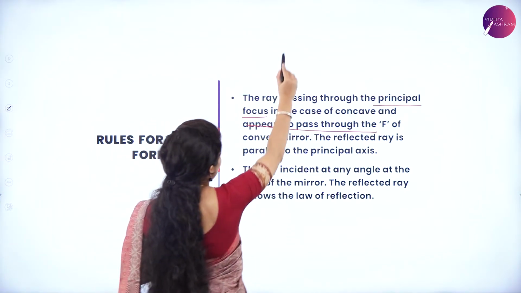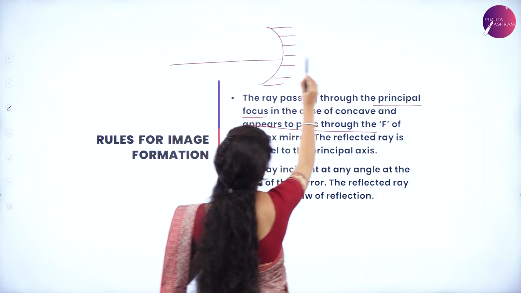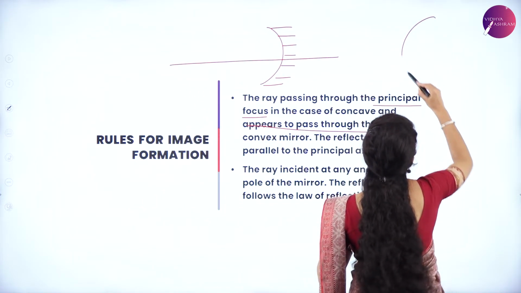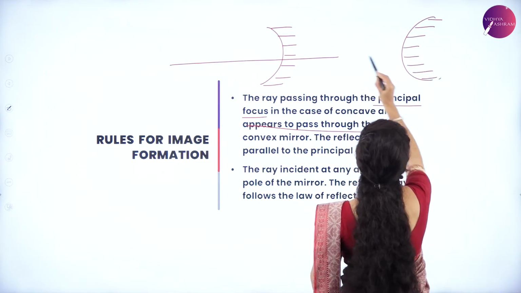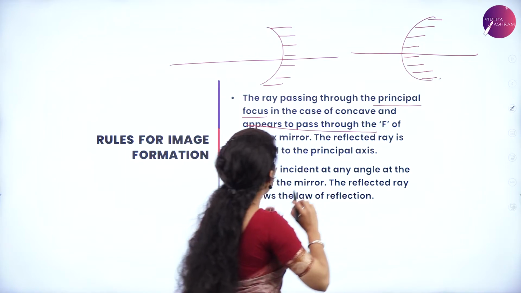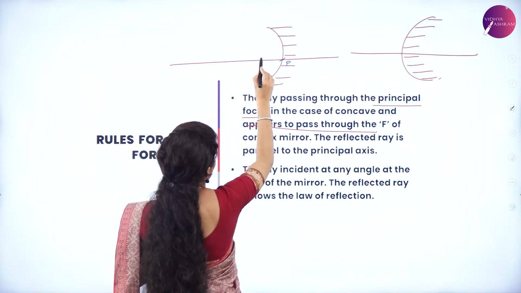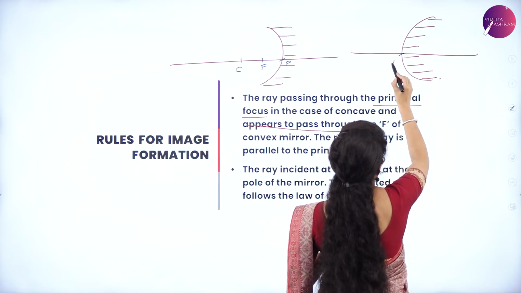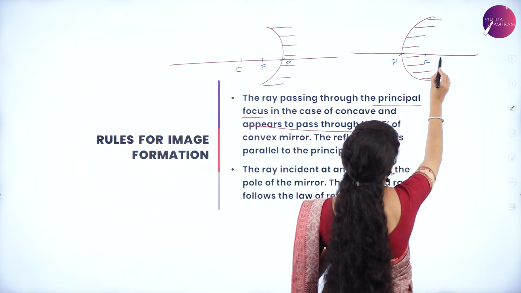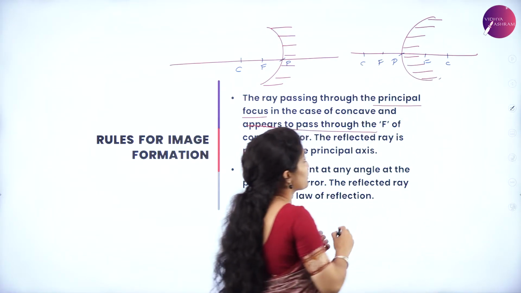So in case of concave, and in case of convex, we have, suppose this is called P, this is called F, this is called C, and here also we have pole, F and center of curvature. You can just mention this also as F and center of curvature.